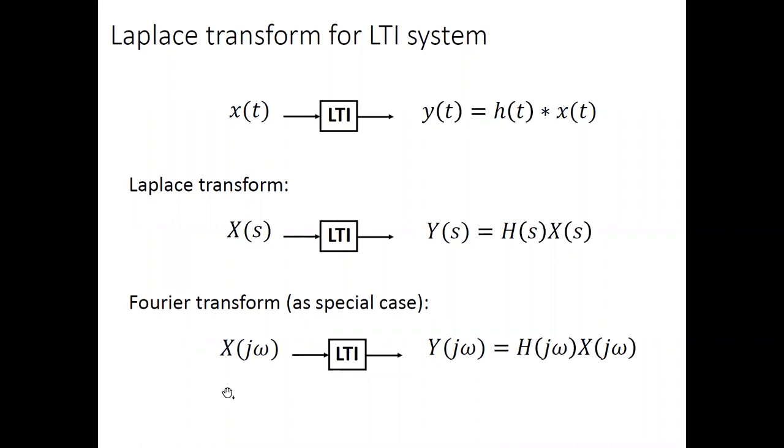In the last chapter, we learned that we can perform Fourier transform on both the input and output of the LTI system, so X of j omega, Y of j omega, which is H times X. So in the frequency domain, the j omega domain, we can change the complicated convolution to the simple multiplication. And this is the same for the Laplace transform. When we take the Laplace transform of both the input and output of the LTI system, capital X of s, capital Y of s is capital H of s times capital X of s, where capital H of s is the Laplace transform of small h of t.